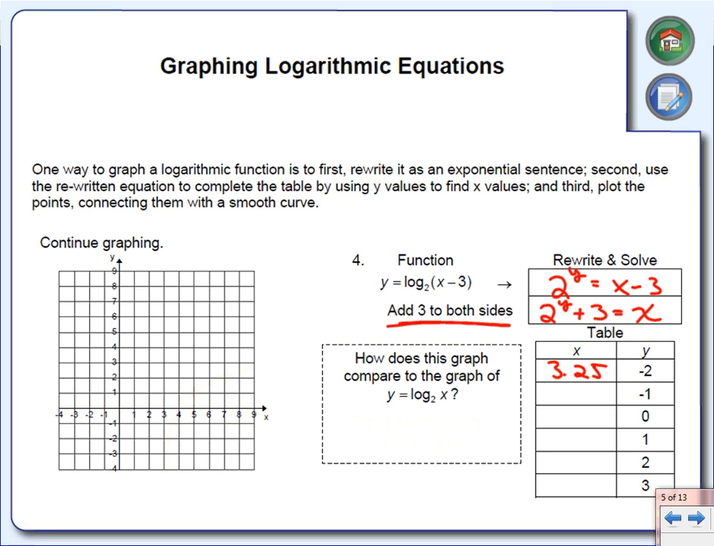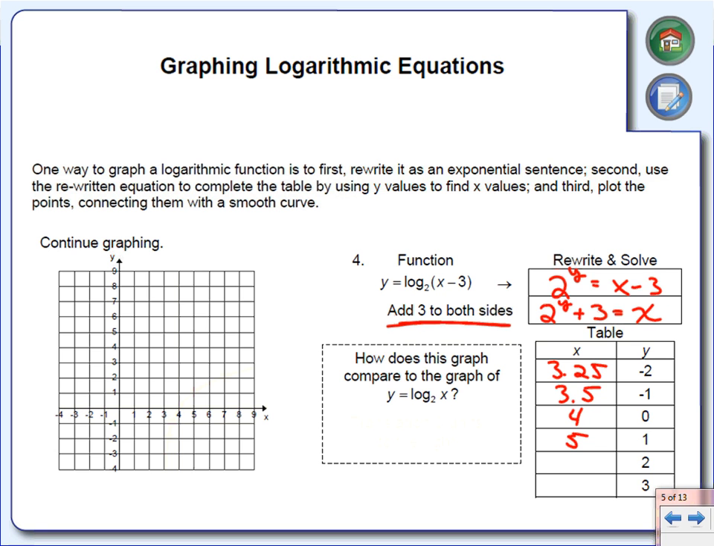Let's try it again. This time it's 2 to the negative 1 power plus 3, which is 3.5. Now we're going to do 2 to the 0 power plus 3, which is a 4. Now we're going to do 2 to the first power plus 3, which should be a 5.